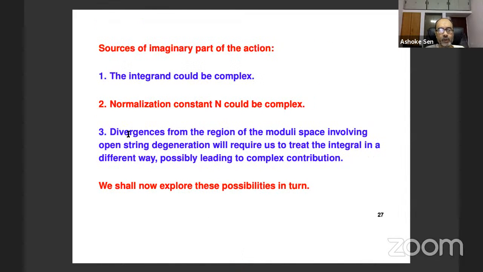Okay. And a third source will be the divergences from the region of the moduli space that involve open string degeneration. That may require us to treat the integral in a different way, like via analytic continuation. And this could possibly lead to a complex contribution. This is exactly what happens in closed string scattering amplitudes, right? Not in the construction of the action, but in the scattering amplitudes, the imaginary parts come because you have to do analytic continuation. So here, since you have open string degenerations included in this definition of the interaction vertex, that could lead to a complex contribution.